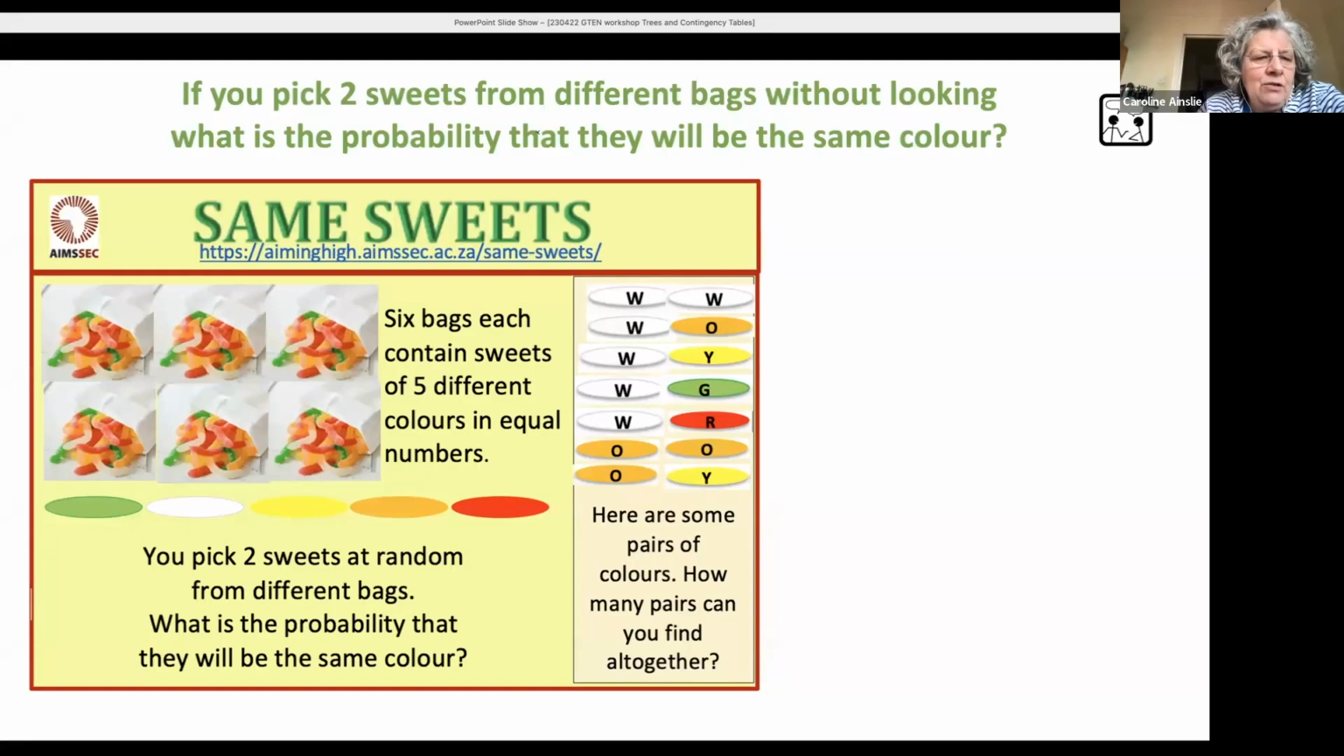So we're picking 2 sweets at random from each of the different bags. So we're asking a very specific question. If you pick 2 sweets, what is the probability that they will be the same color? So let's be clear, you pick the sweets from different bags.